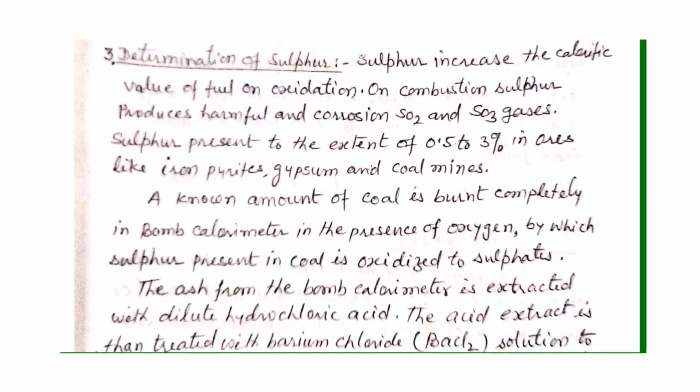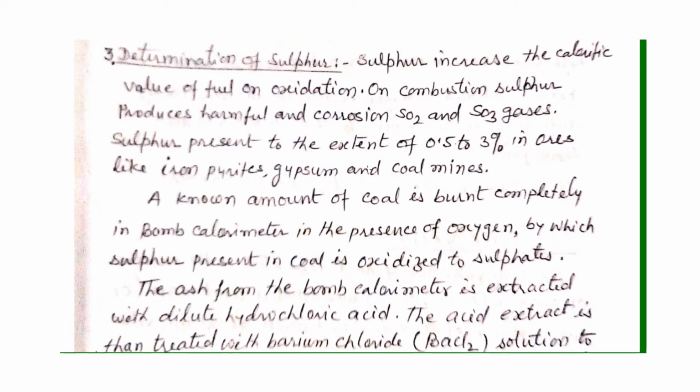As in the previous class we had discussed the ultimate analysis of fuel, and today in this series we are going to determine the presence of sulfur in a given fuel sample. As we know, if sulfur is present in a given fuel, it is present to the extent of 0.5 to 3% in ores like iron pyrites, gypsum and coal mines.